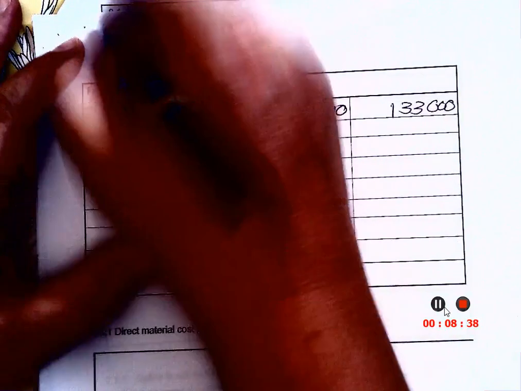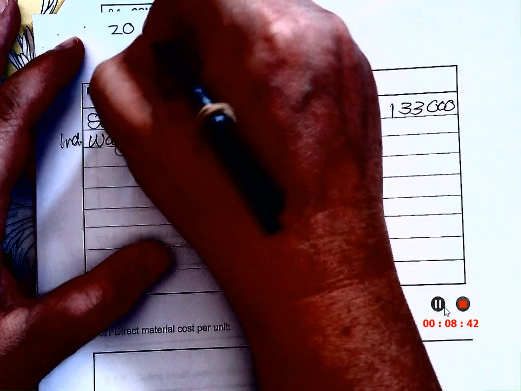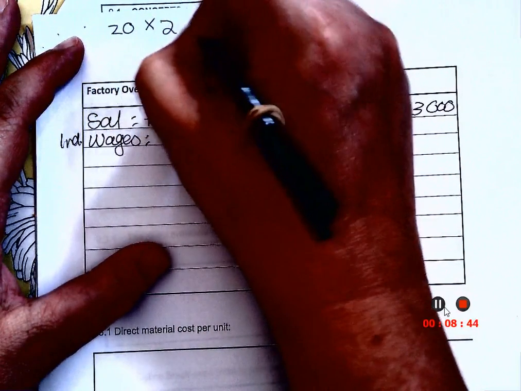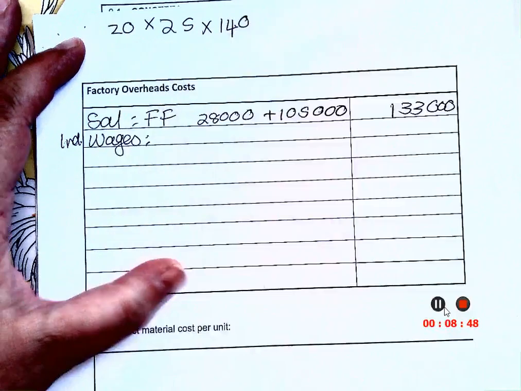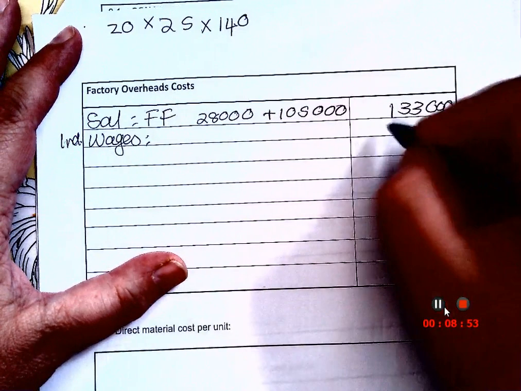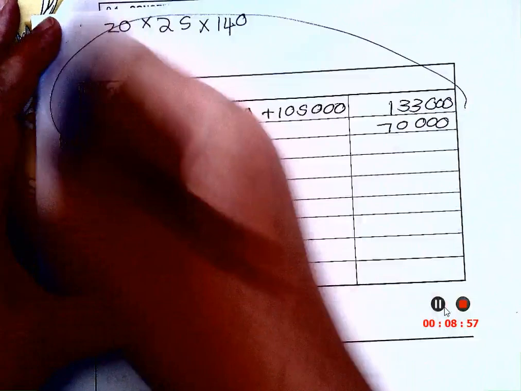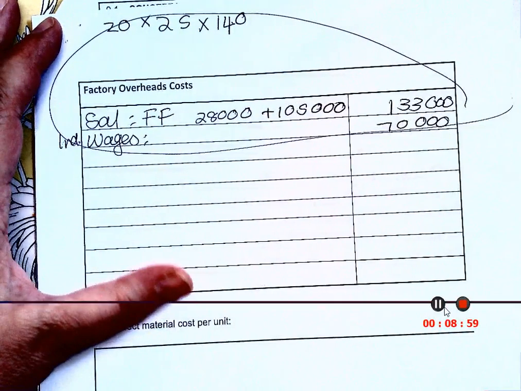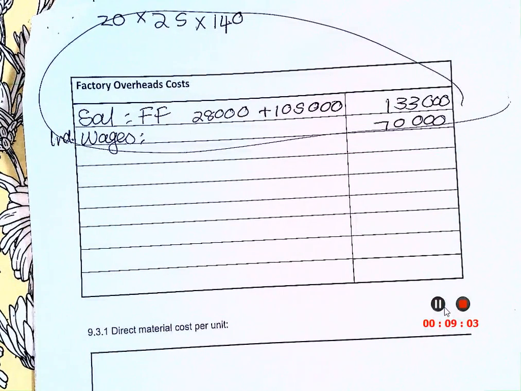I have 20 workers that earn 25 Rand an hour for 140 hours, and it's only normal time apparently. So what does that give me? 70. You are also welcome to show all of this as one thing, where you say indirect labor, and then you just show that you add all of this together. Also welcome to do that.